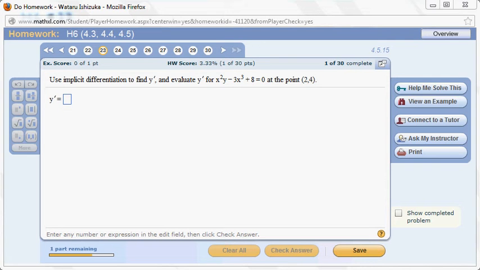Okay, let's look at homework number 6, problem 23. All right, so we want to use implicit differentiation to find the derivative y prime from this equation and evaluate it at the point (2, 4). All right, so let's do that.